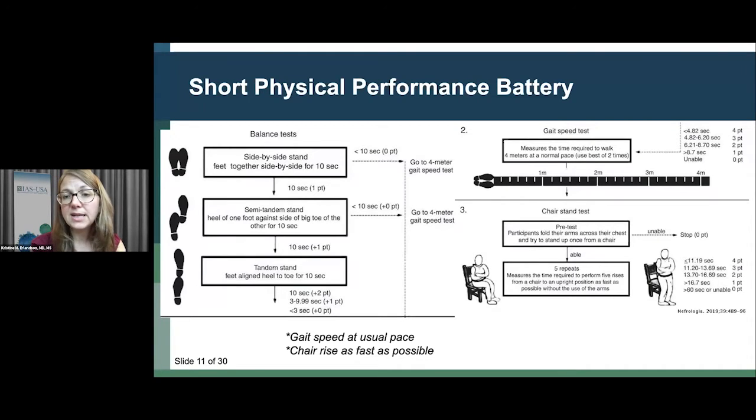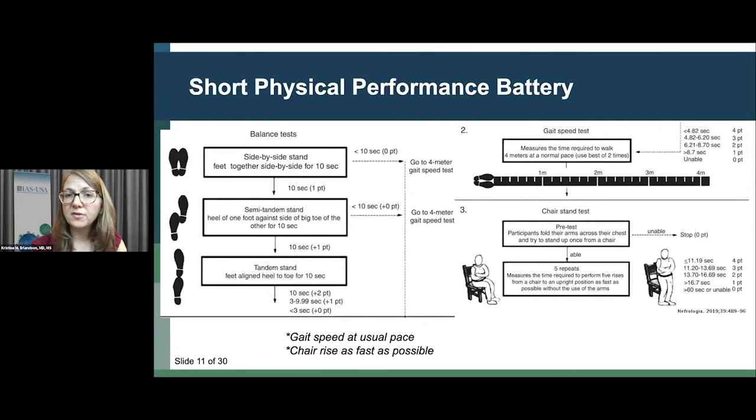Then there's a gait speed test that is a 4-meter walk, so just a short distance across the room, with specific cut points for the time shown on the right of this figure. And then the last part is a chair stand test. So the individual stands up once from the chair. If they're able to do that successfully, then they continue and stand up 5 times from the chair with their arms over their chest, really testing their lower extremity strength.